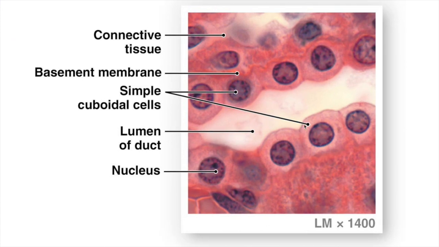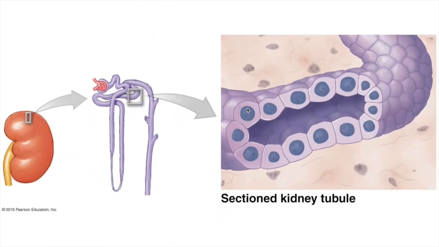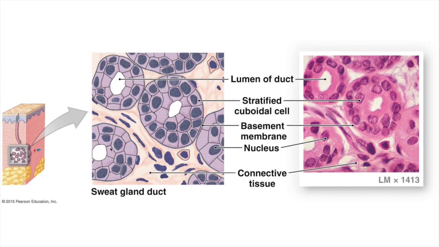This tissue has square-looking cells, so it's cuboidal, and there's one layer, so it's simple cuboidal. And these look like they're from kidney tubules. So this is simple cuboidal. They're found where secretion and absorption takes place, such as the kidney tubules. Here there are two layers of cuboidal cells, so that would be stratified cuboidal epithelium, and we see it in sweat glands and also in mammary glands.